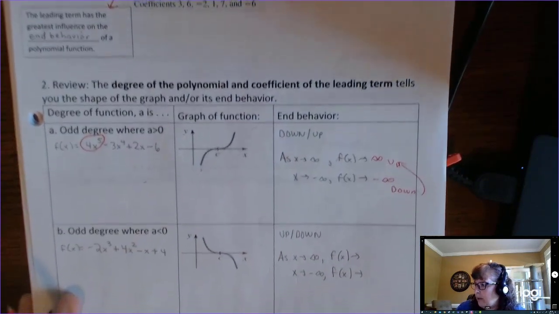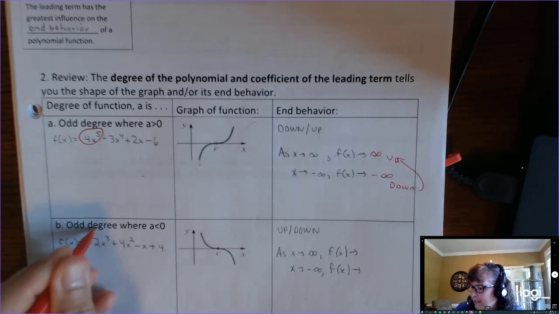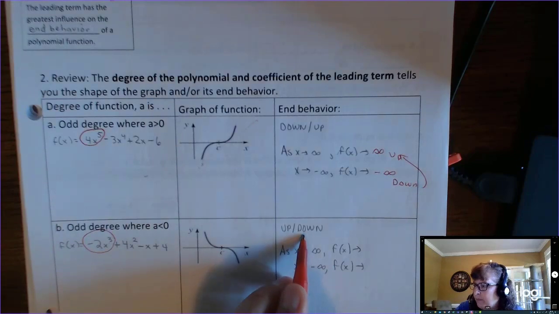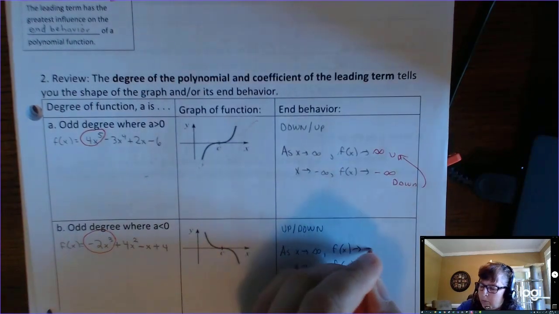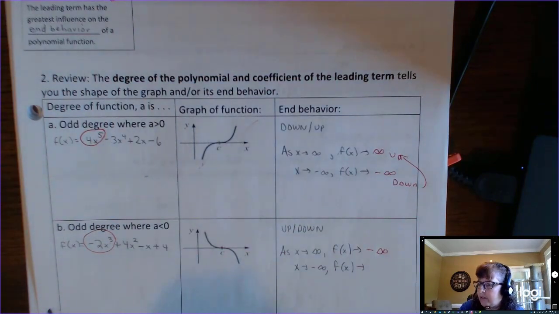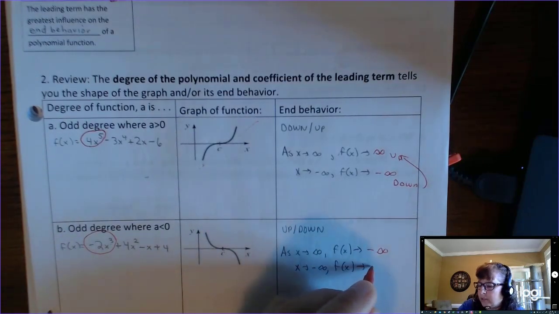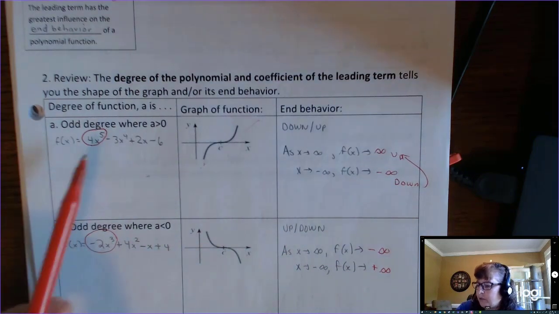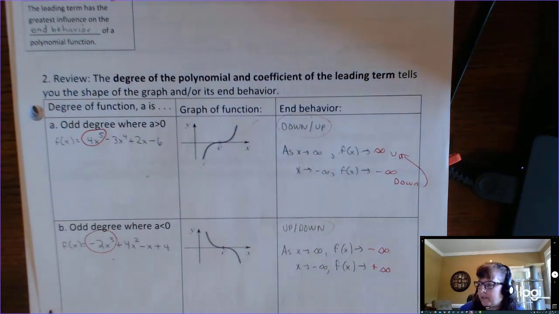If you have an odd degree here, like this 3, but a is negative, it's going to flip that upside down, and it's going to be up-down behavior. So as x goes to the right, the y coordinates f of x are going to go down to negative infinity, and as x goes to the left to negative infinity, the y coordinates are going to go up to positive infinity. So that's up-down. So notice that for the odd degrees, the behaviors are opposite.